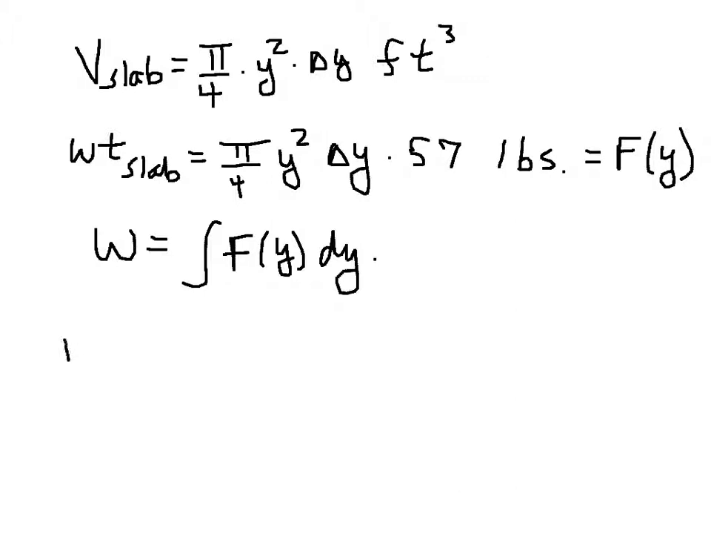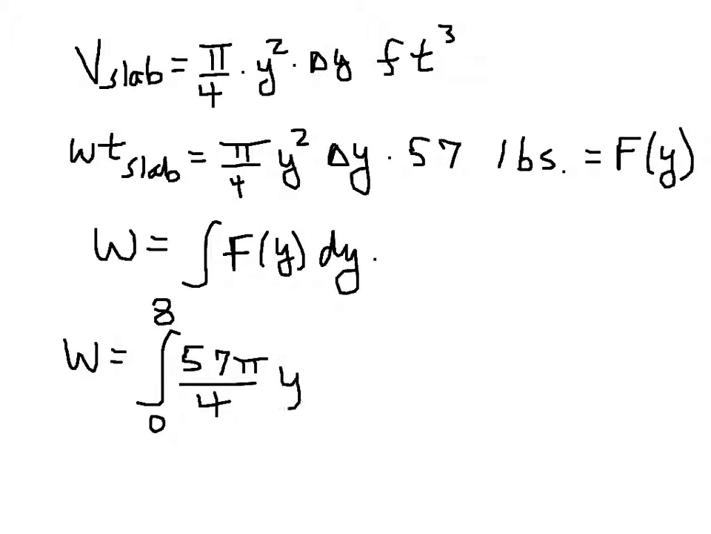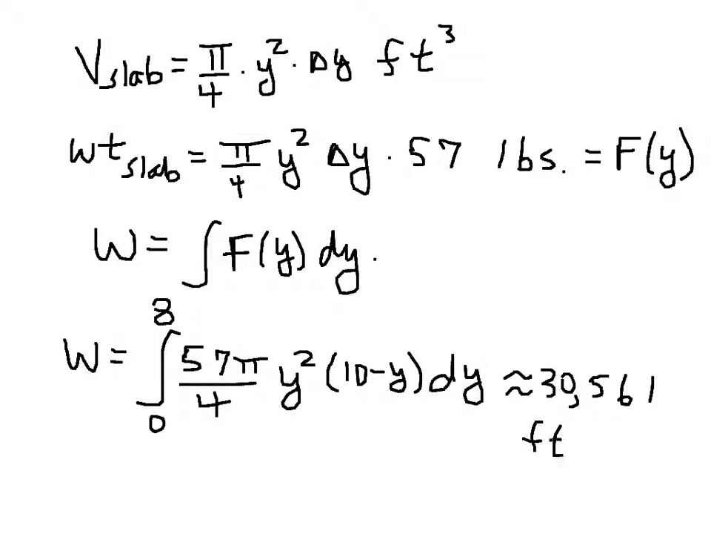So therefore the work will be the integral. We're going to go from 0 to 8, remember it's 8 feet high, of 57 pi over 4 times y squared, and remember we're lifting this, 10 minus y feet dy. And that'll come out to be about 30,561 foot-pounds. So there you go. And that's a pretty interesting problem of how you do these.